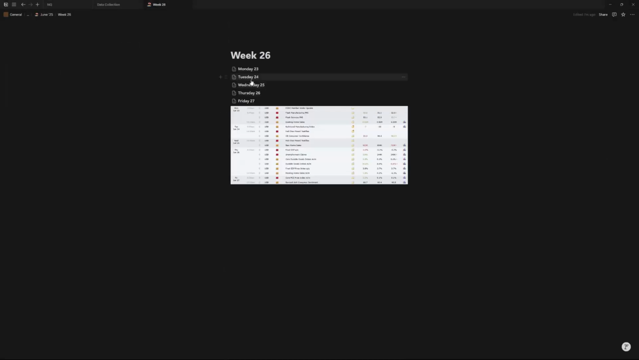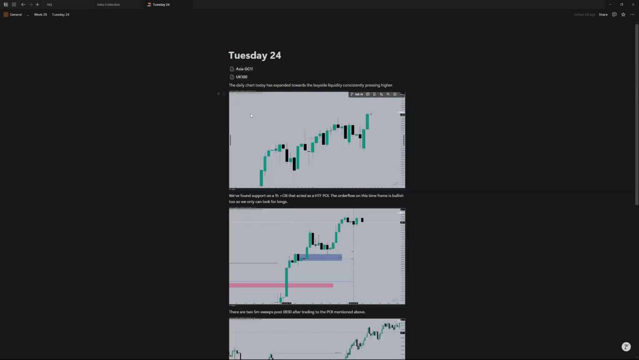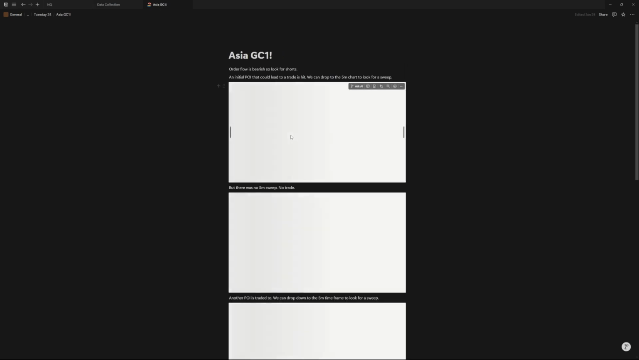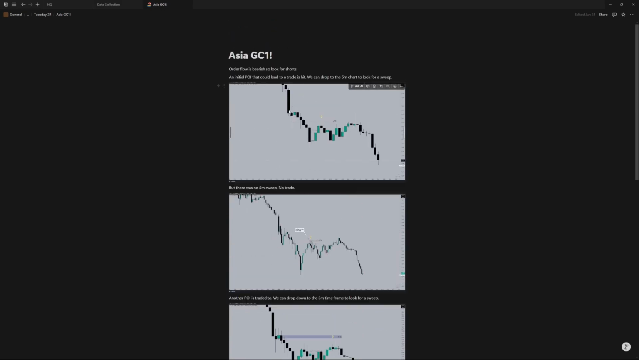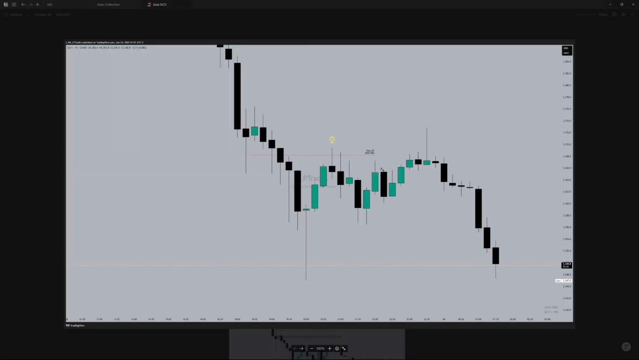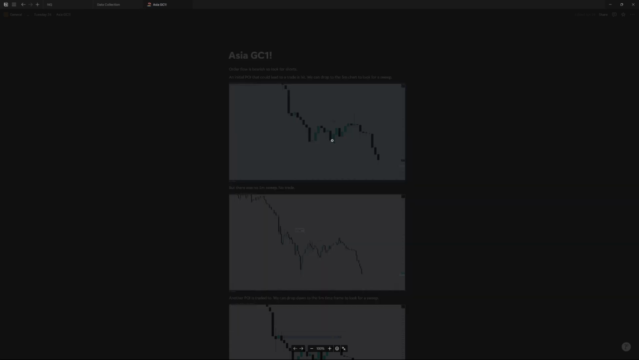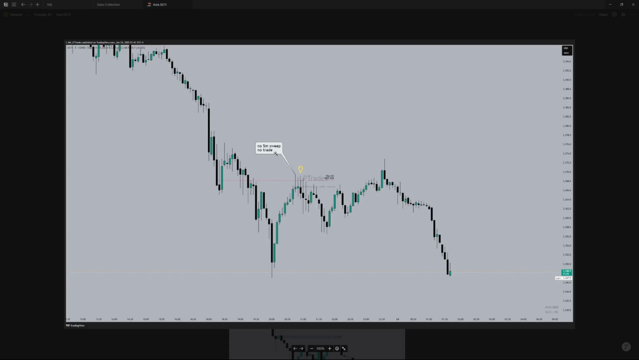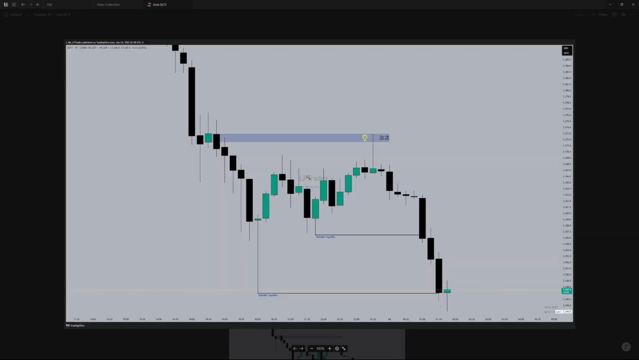And we'll go on to Tuesday. There's a couple other assets I was watching, like there was a nice gold trade on Tuesday. I'm just going to go through it real quick, but what I was looking at is consequent encroachment. 50% of that wick got ran out. There was no trade here because there was no sweep, so skipped it. Go to the next one.